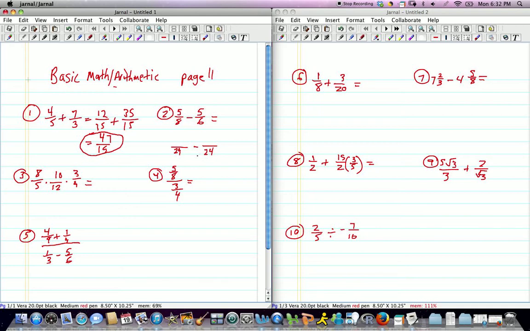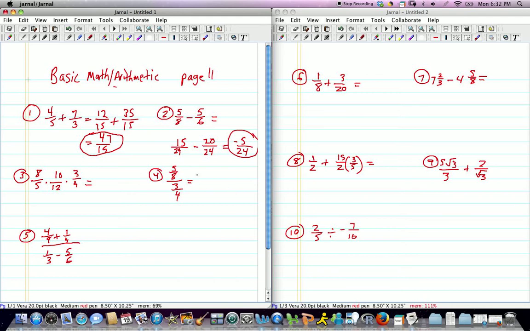So we change these into 24s. I take 8 times 3 to get 24, so I must take the top times 3, which gives me 15. Here I took 6 times 4 to get 24, so I must multiply the 5 on top by 4. So when I do that, I get 20. And then all I need to do is take 15 minus 20, which gives me negative 5, and I keep the 24 on the bottom. So that's adding and subtracting.